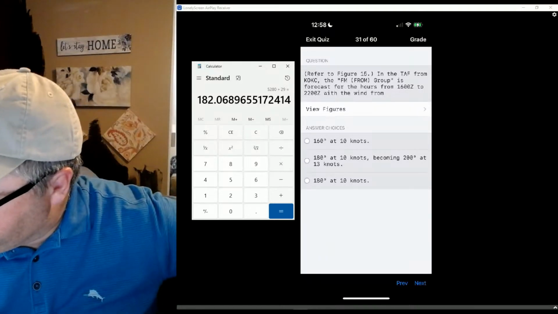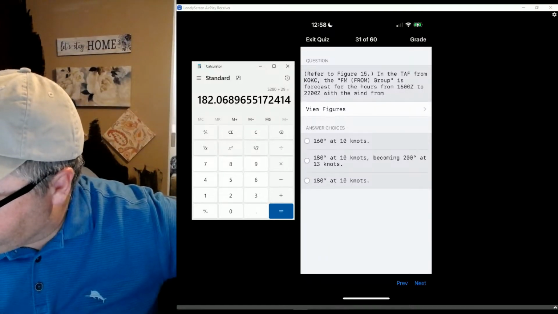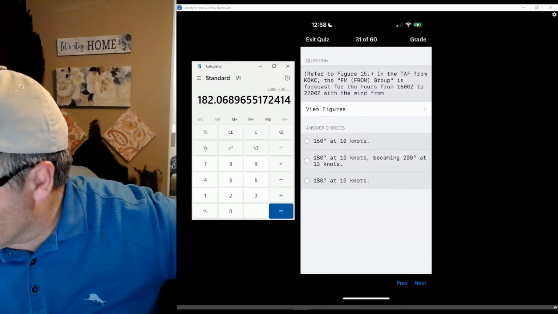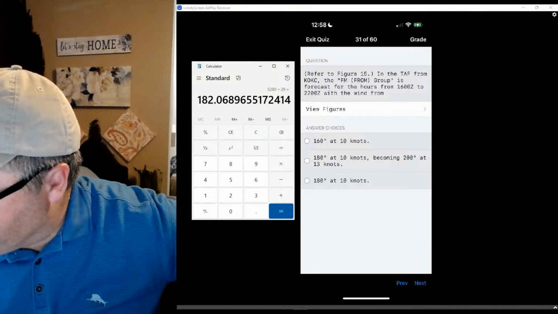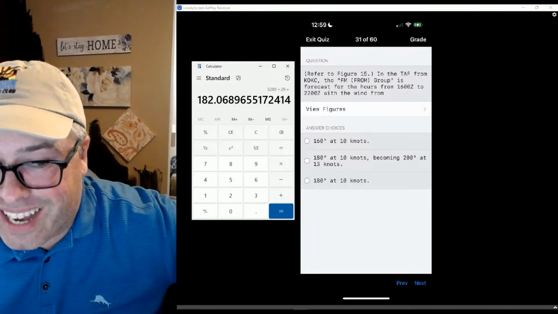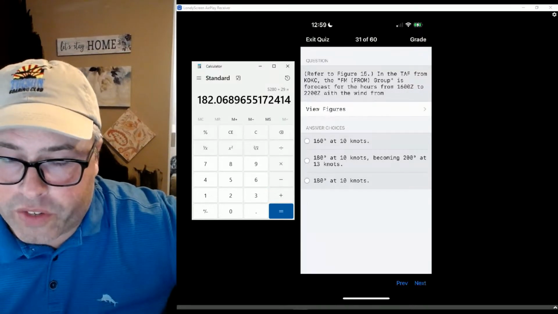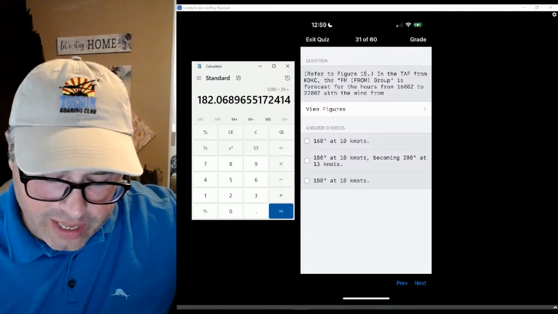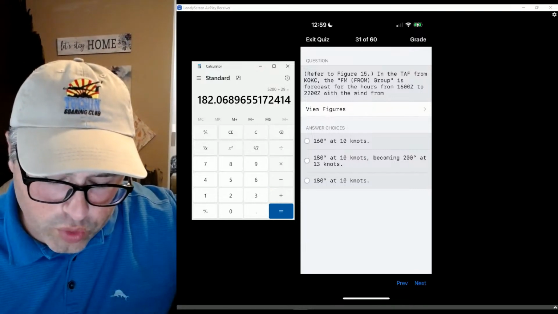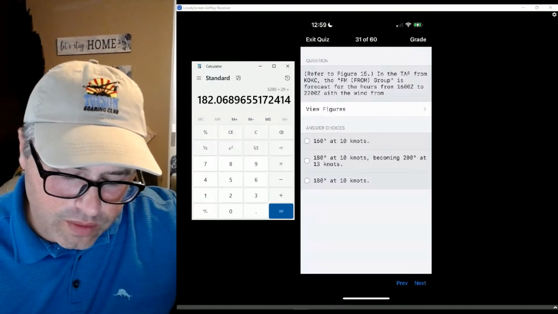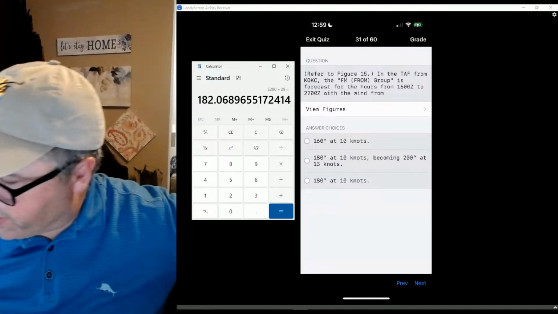Referring to figure 15, in the TAF, the Terminal Aerodrome Forecast from K, Oklahoma City, the FM from group is forecast from the hours. This one, they're asking you a specific time. They are going to try to trick you with different times within this one. From 1600 to 2200 Zulu, and it's Oklahoma City.